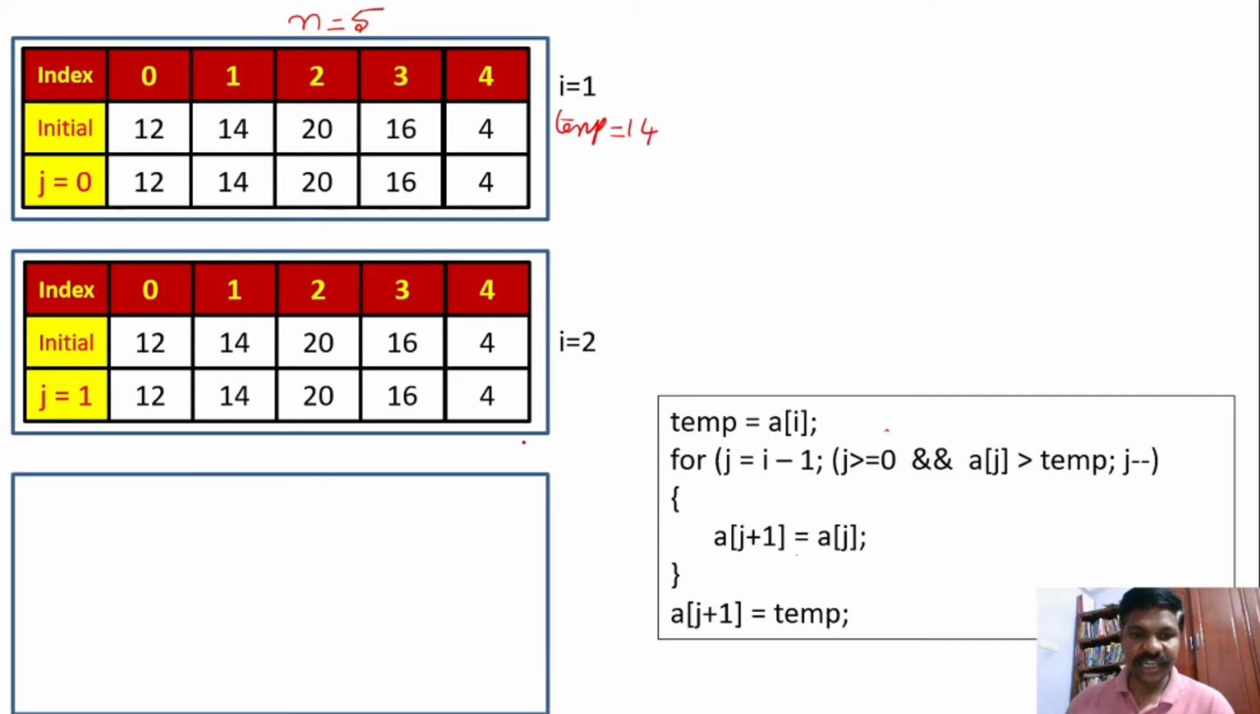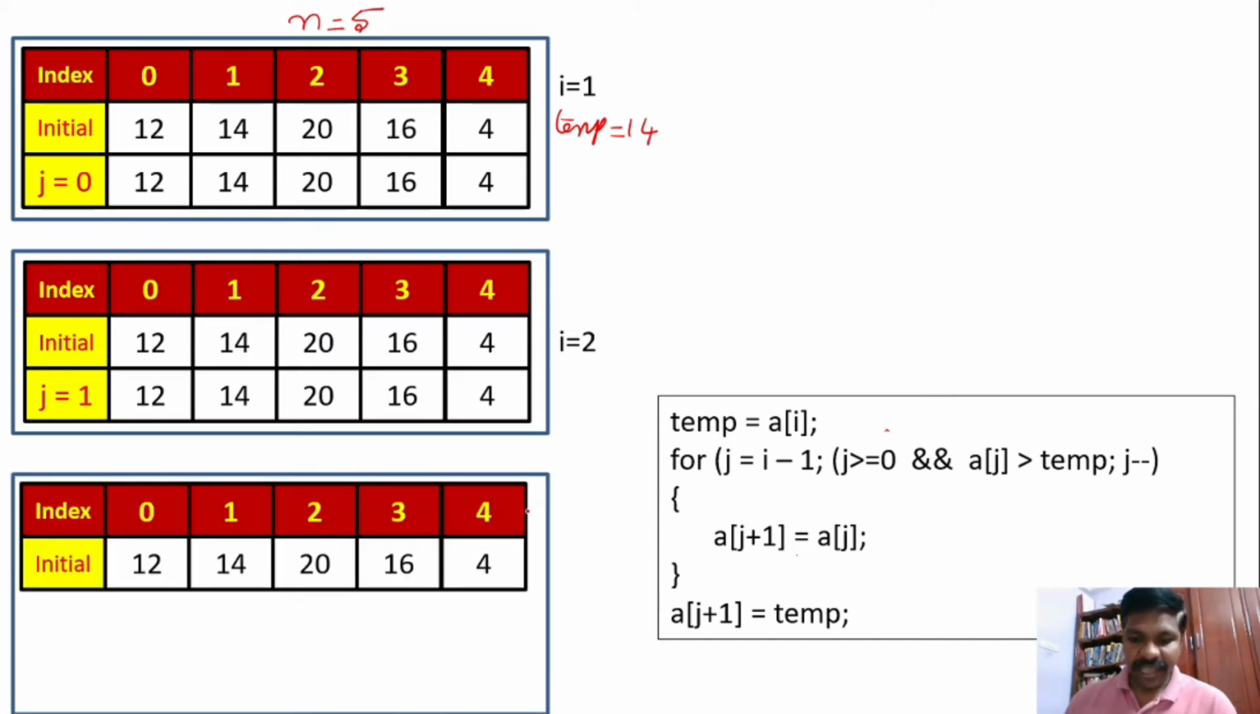In the third iteration, my i is equal to 3. So temp is equal to a of 3. This number I am storing in a temporary variable. Temp is equal to 16. For j is equal to i minus 1, so i is equal to 3, first it starts with 2.